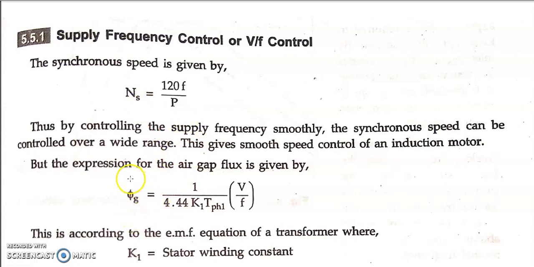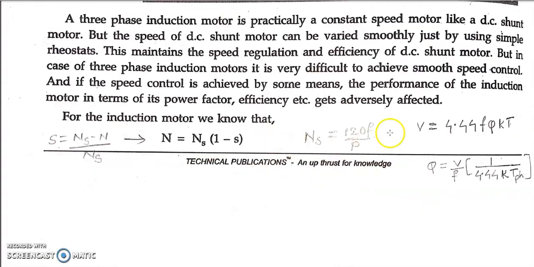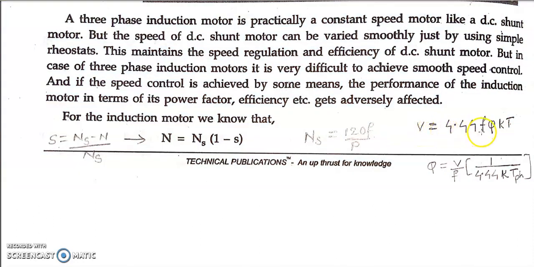You can see I have an air gap flux formula. Hope you remember this formula. I need to scroll up to show you the formula. This is very similar to the transformer voltage equation, or EMF equation, where we had V equal to 4.44 F, flux, K, where K is the constant of the stator winding, and T is the number of turns per phase in the stator. It was the same voltage equation as for the transformer. The same thing we can write in terms of flux.